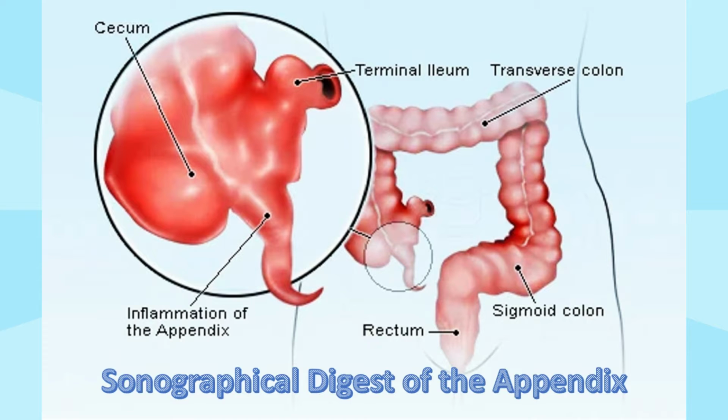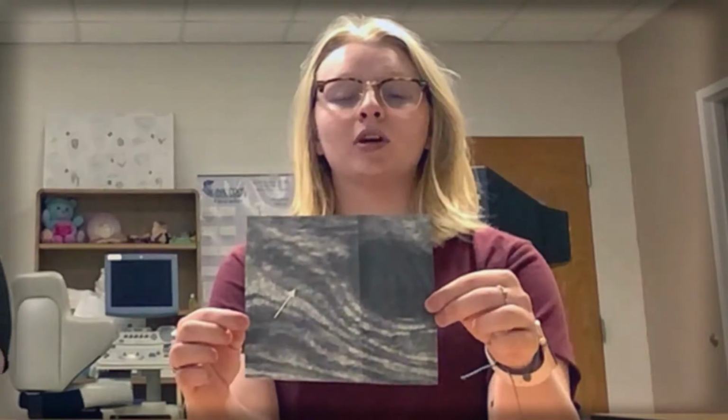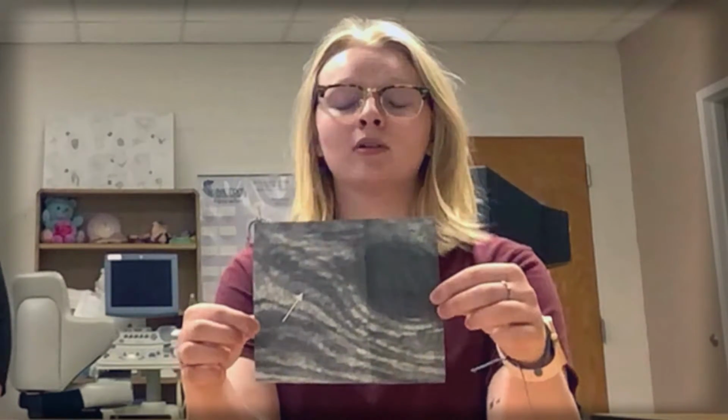Hello everyone, today we are going to be talking about the normal and abnormal appendix and what happens when a patient is diagnosed with appendicitis. So we're going to be starting off with the normal appendix. Here's a picture of it in long. The preferred modality for checking for appendicitis would be CT, but due to the radiation they start with ultrasound to lessen the radiation for the patients.